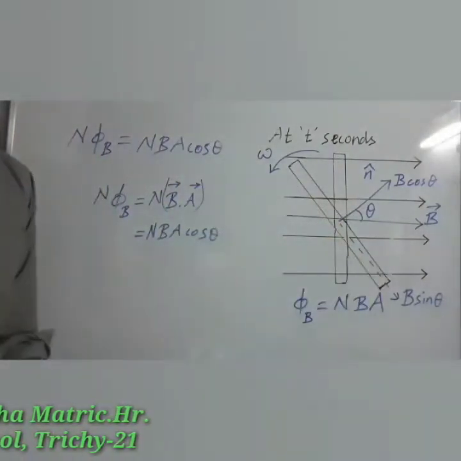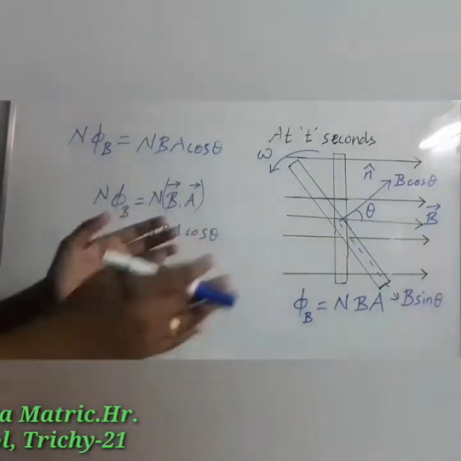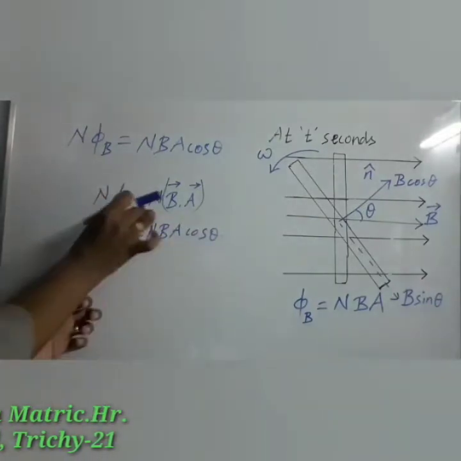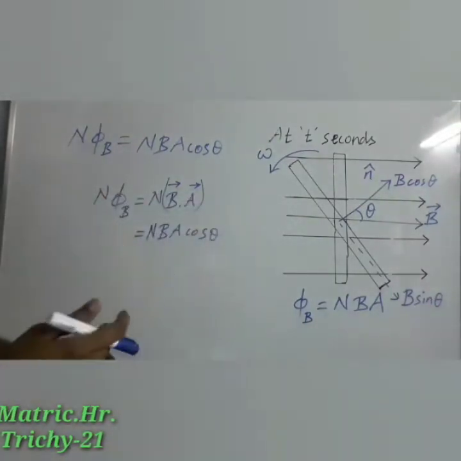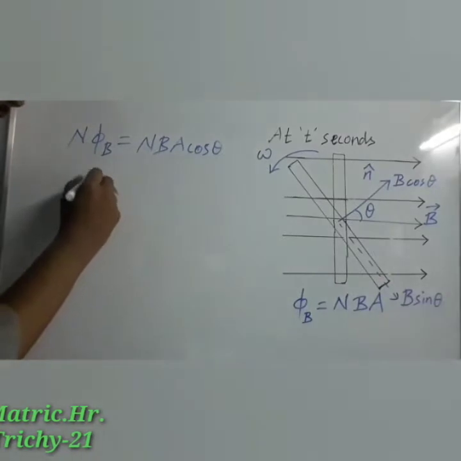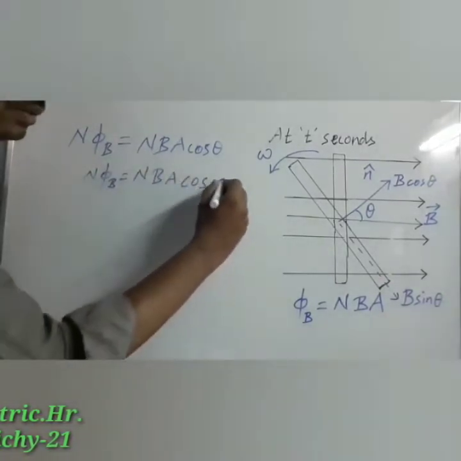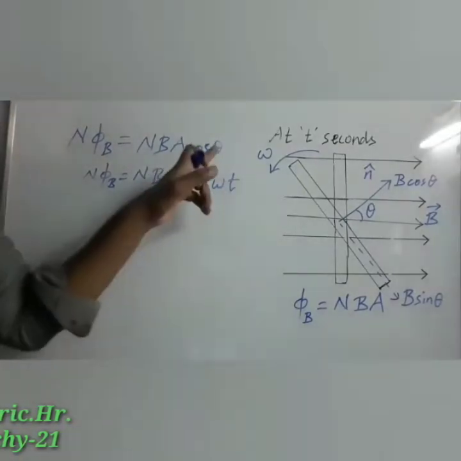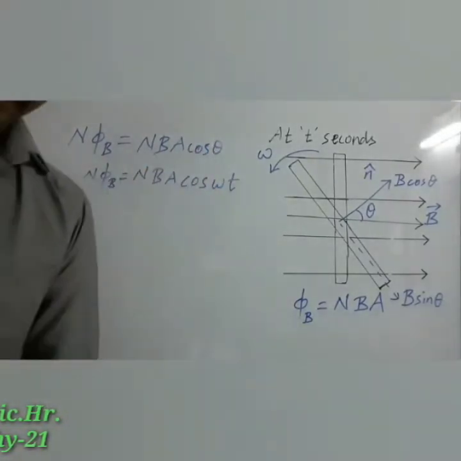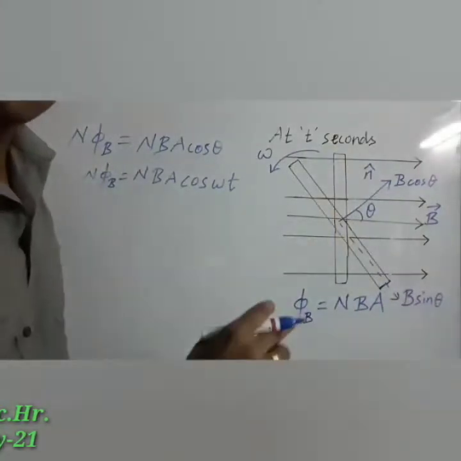What we have explained with the diagram, that method can be used, or otherwise the same expression you can obtain from the previous expressions you have learned. With that expression we can write theta, so the flux linkage is N phi B equal to N B A cos omega t. So instead of theta you can write omega t. It is rotating with the angular velocity omega.